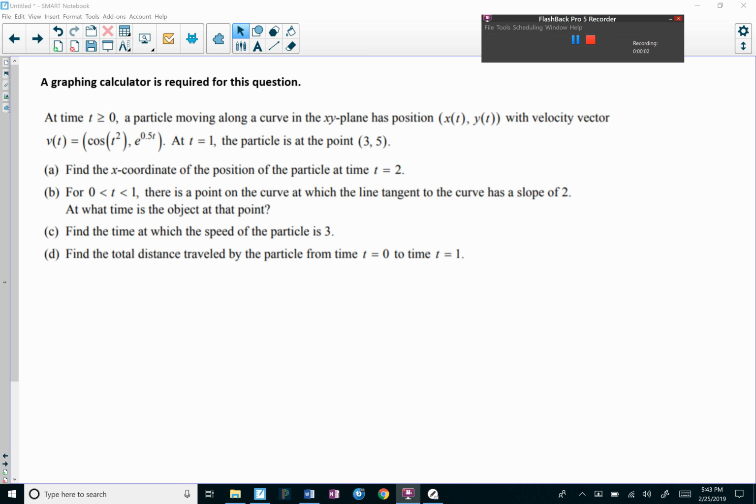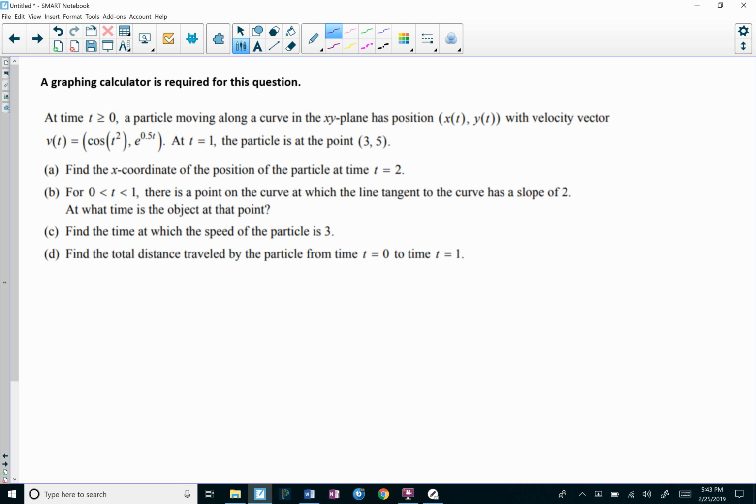Okay, once again, I assume you've read the question and worked it on your own. So let's just jump in. Okay, so we're given the velocity vector. Find the x-coordinate, the position, so I want an antiderivative, at 2. Now they give me 1, ask for 2. So I'm going to do the integral from 1 to 2 of my velocity, the x-coordinate.